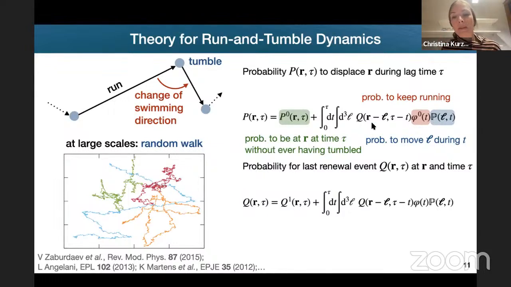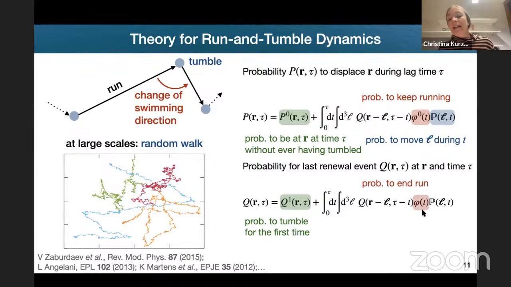Similarly, we need an equation for Q. Q again depends on the probability to tumble for the first time, Q1, plus the sum over all other events. Here we again have the probability that the cells have tumbled at an earlier time, times the probability that the run ends exactly at this time point, and the probability that the cells have moved during that time. Do let me know if you have any questions.